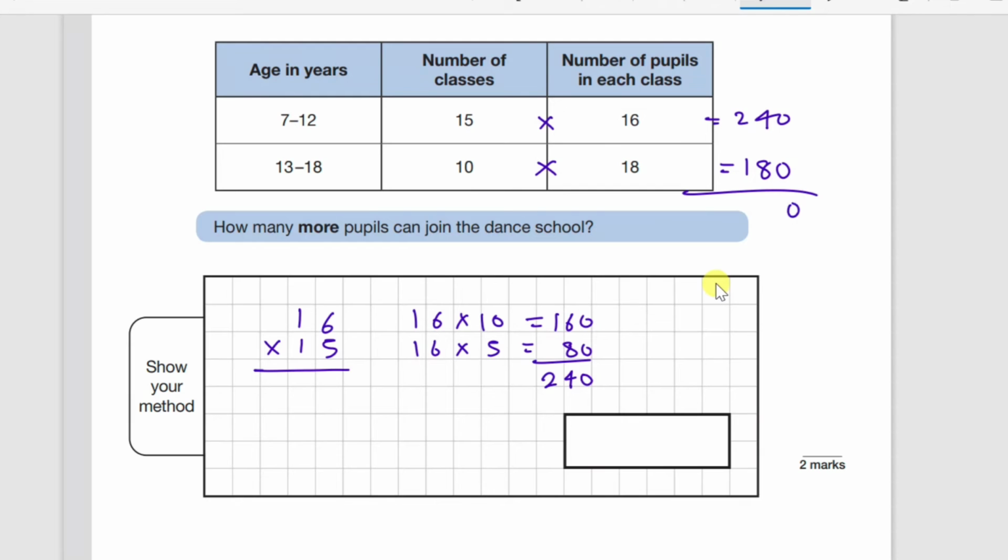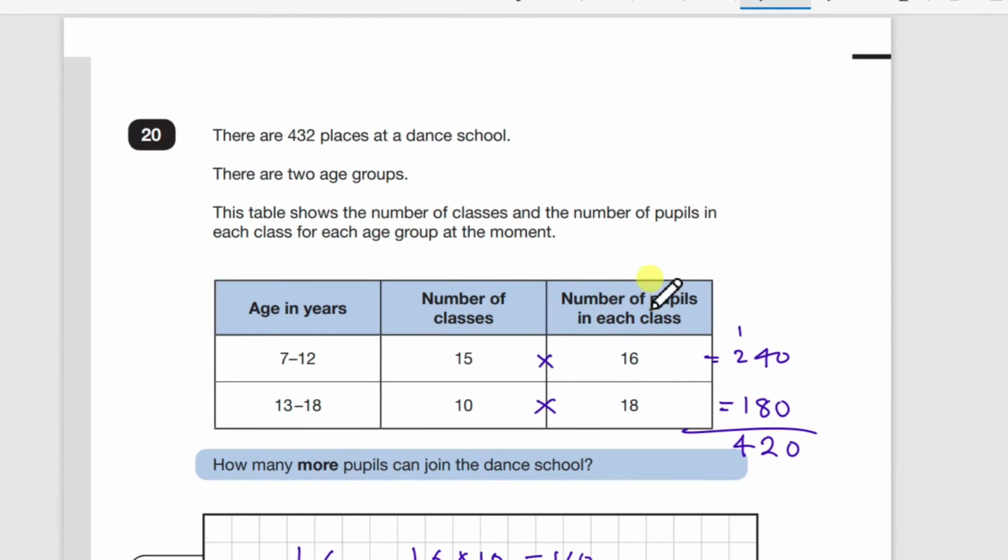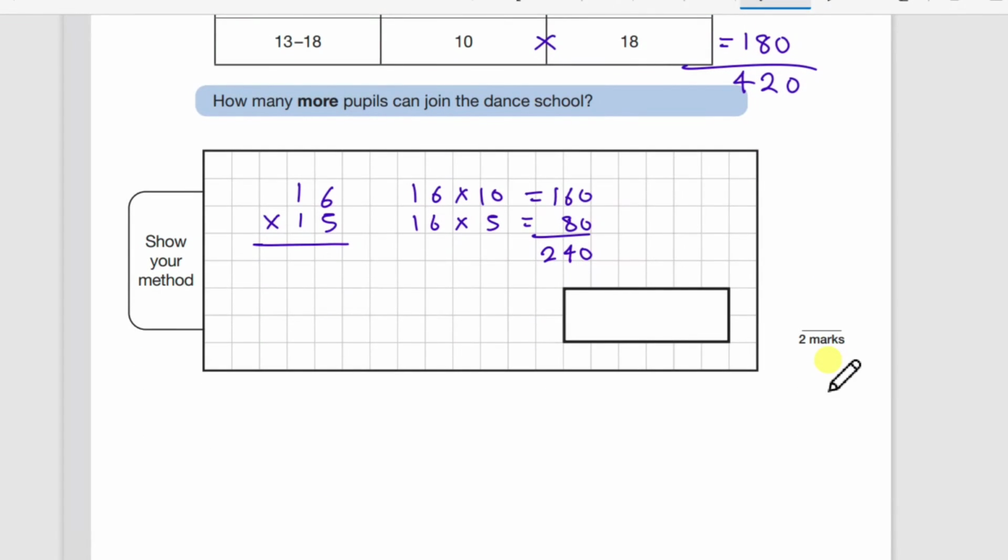0 plus 0 is nothing. 4 plus 8 is 12. 2 carry the 1. Add up these lot, you get 420. So that means there was 420 people here, but there's 432 places. So we can work out the difference. 432, take away 420 is 12. So there's 12 more spots for people that want to take up dance school.